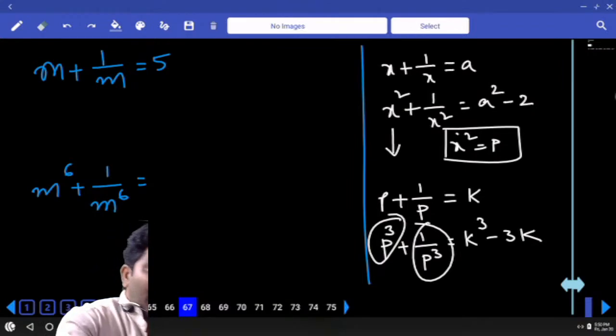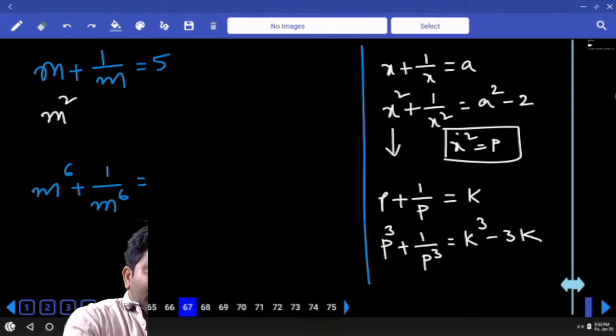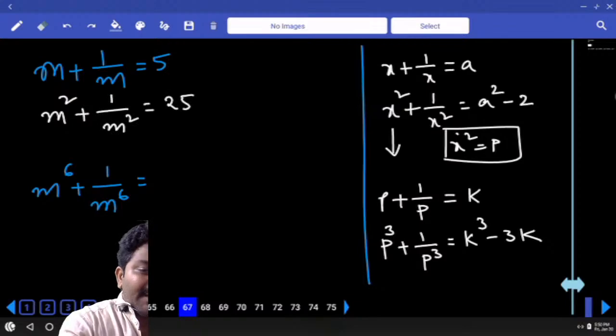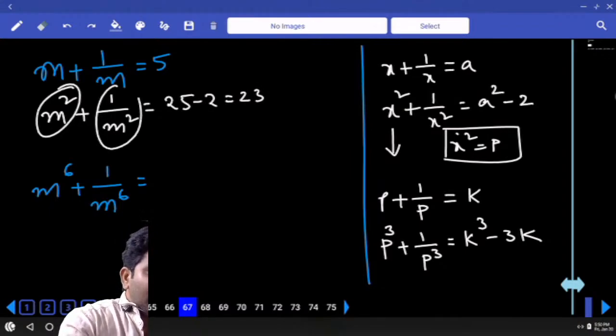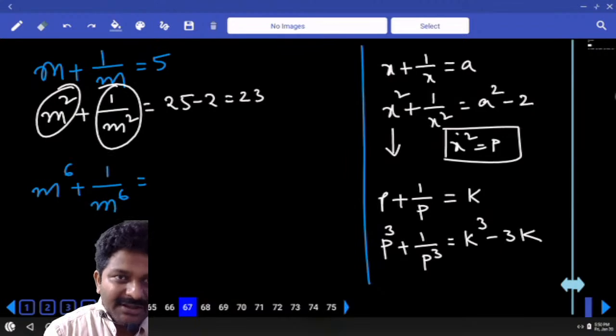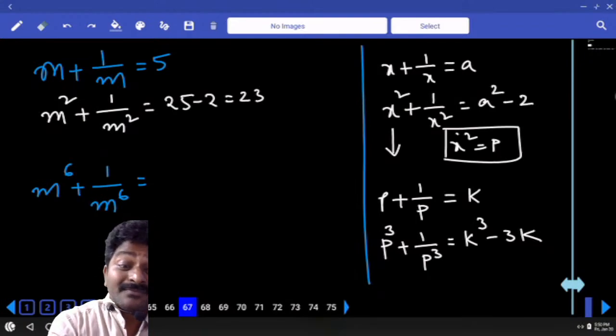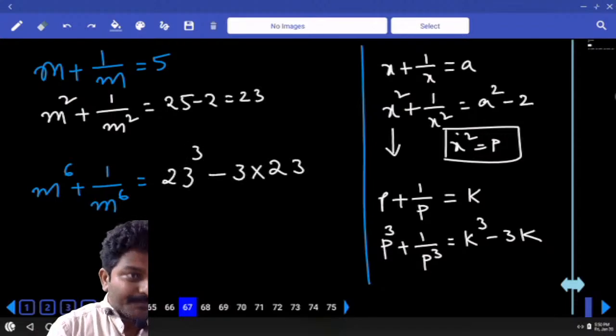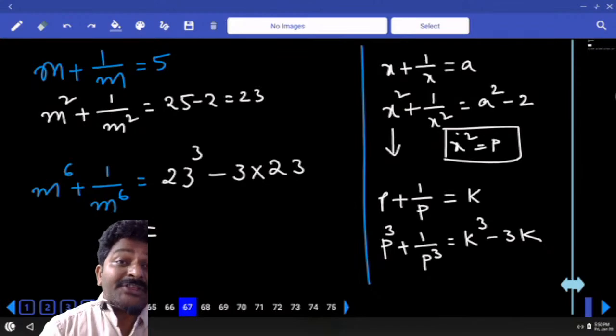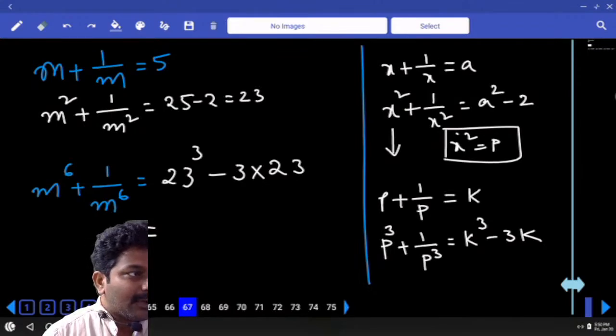Understood? Apply the same. From this, let me calculate m square plus 1 by m square, which is 5 square minus 2, that is 23. This is p plus 1 by p, which is k, 23. P cube plus 1 by p cube is k cube minus 3k. Correct? 23 cube minus 3 into 23. Do you know how to calculate 23 cube? Are you comfortable in getting 23 cube? Yes or no? Then go with last digit verification.